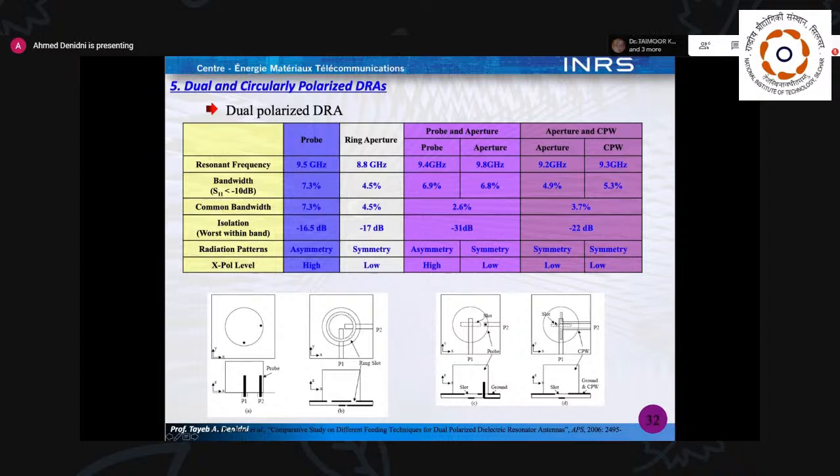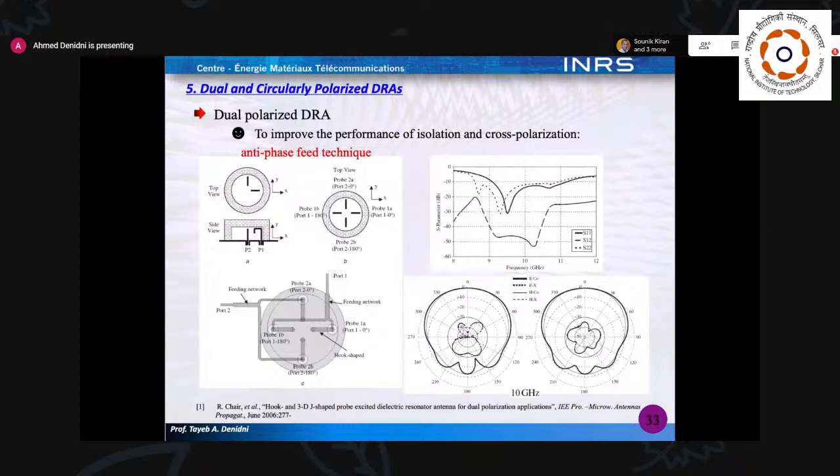This is for the slot, and here we present some work from many people who contributed to this design. For example, for this dual polarized design, we can see the S parameters: S11 for the first port, S22 for the second port, because we have two ports, and S21, which represents the isolation between the elements. Here we can see the radiation pattern in the H plane and E plane, and also the cross polarization. This means we can design dual polarized antennas with a simple feeding or with complicated feeding, depending on the case.